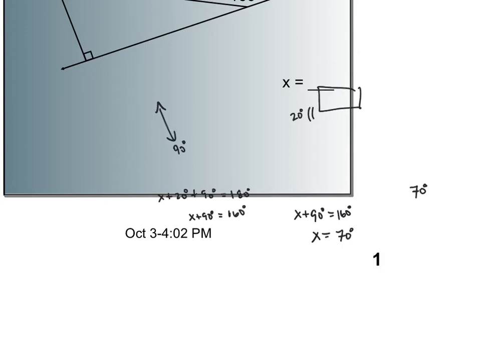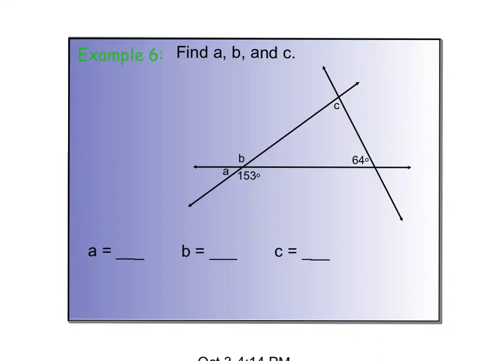Okay, it's using this to be more efficient, right? This is called the exterior angle conjecture. All right, let's look at another example.